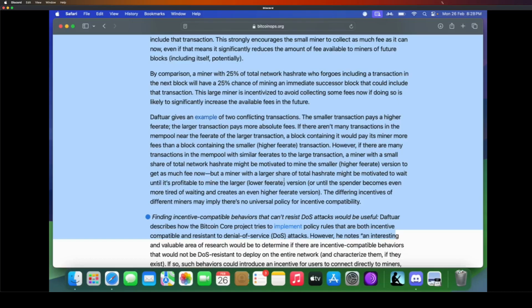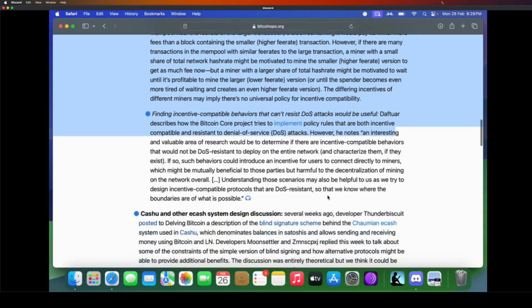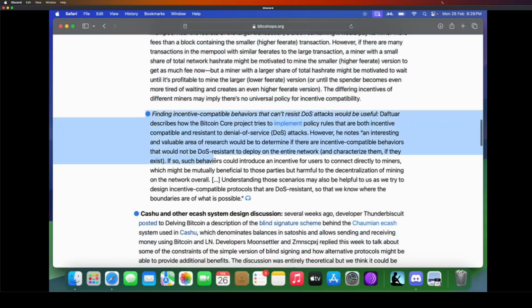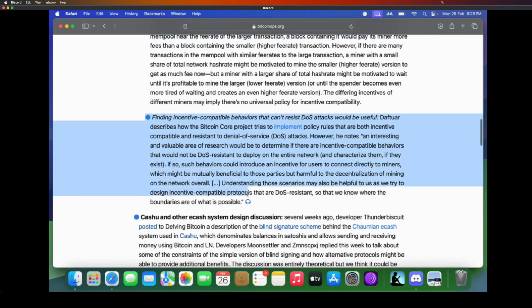But a miner with a larger share of total hash rate might be motivated to wait until it's profitable to mine the larger, that is the lower fee rate, version, or until the spender becomes even more tired of waiting and creates an even higher fee rate. The differing incentives of different miners may imply there is no universal policy for incentive compatibility. Finding incentive compatible behaviors that can't resist DoS attacks would be useful.